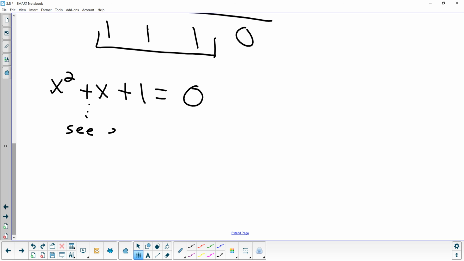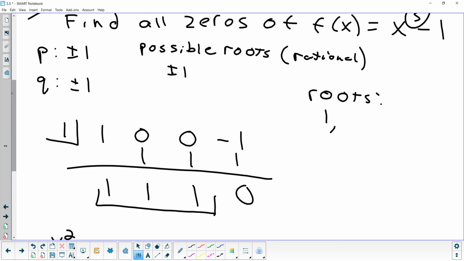So see example 4 for how to solve that. Now I forgot what the roots were. I think, was it -1/2 plus or minus √3/2 i? Yeah. Okay.